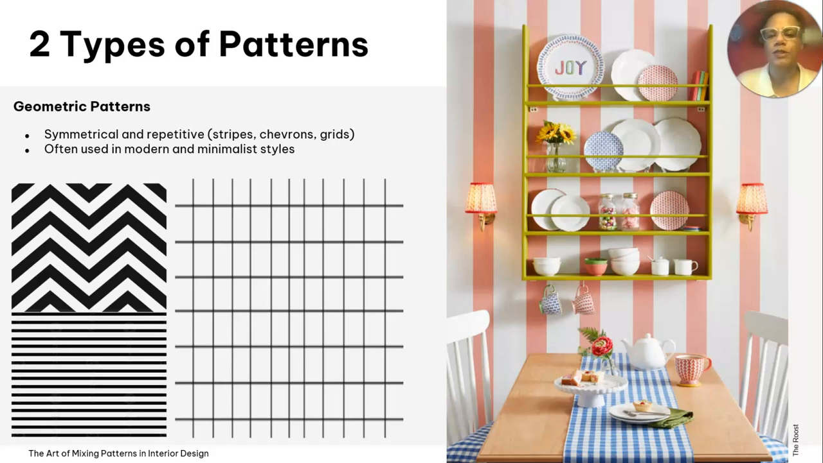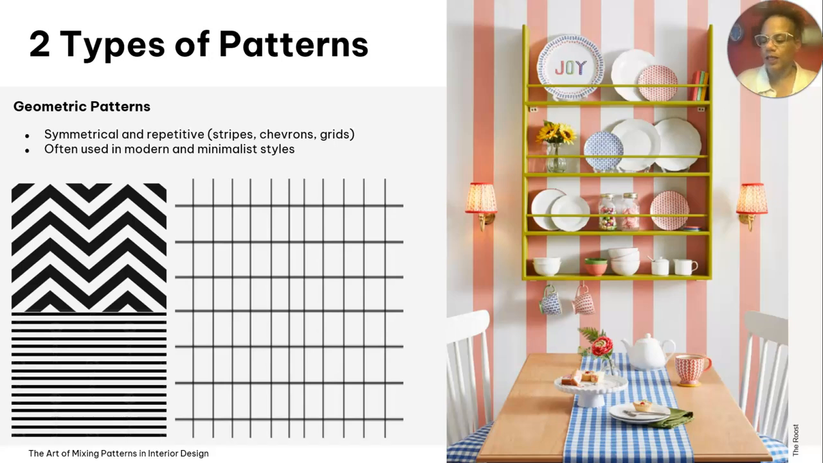So pattern types. One pattern type is geometric. Geometric is very mathematical and very rhythmic, and you know exactly what's coming. There are no surprises. They are symmetrical and repetitive. Examples would be stripes, chevrons, grids. They're often used in modern or minimalist styles, but that is not an absolute.